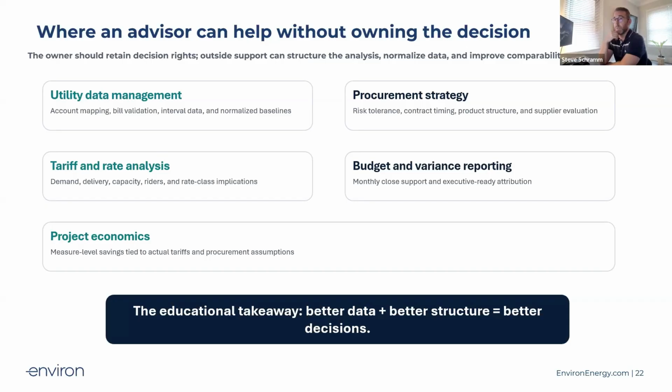And then budget and variance reporting. Are we on track for our budget? Did we come in above or below? What is the variance there? What are the drivers behind that variance? Is it on the demand side? Is it on the supply side? So looking at all those things, all of that data together will allow you to make better, more informed decisions.